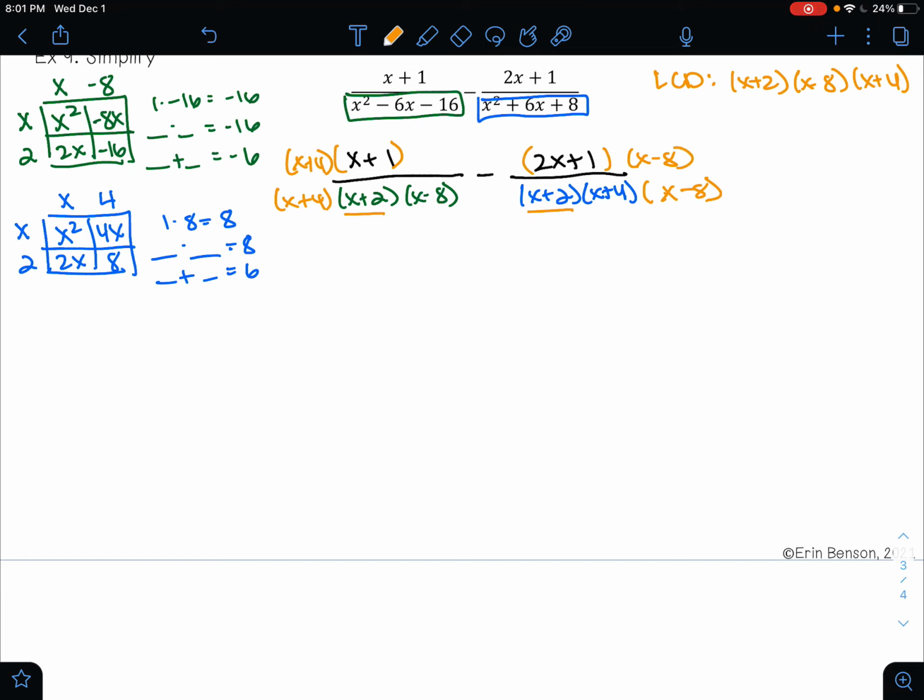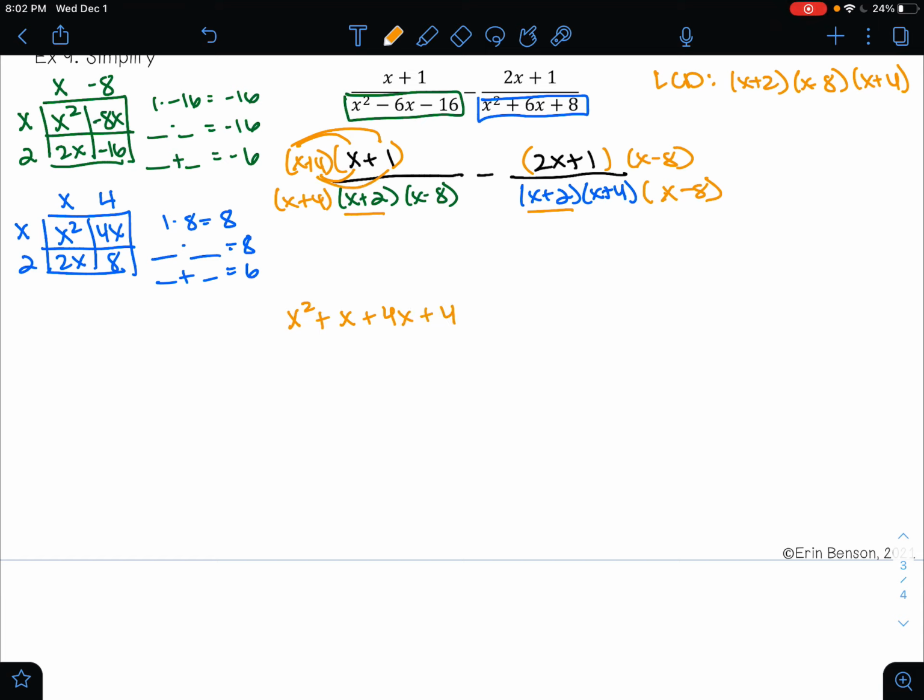In my numerator, when I go to multiply this, here I have a binomial being multiplied by a binomial. You can multiply that whichever method that you prefer. You could use the area model, you could use distributive property, you could use FOIL. Whichever method you like the best. I'm going to use a distributive property. x times x is x squared. x times 1 is 1x. 4 times x is 4x. And 4 times 1 is 4.